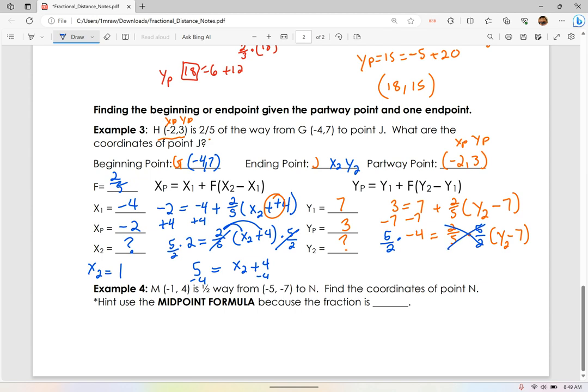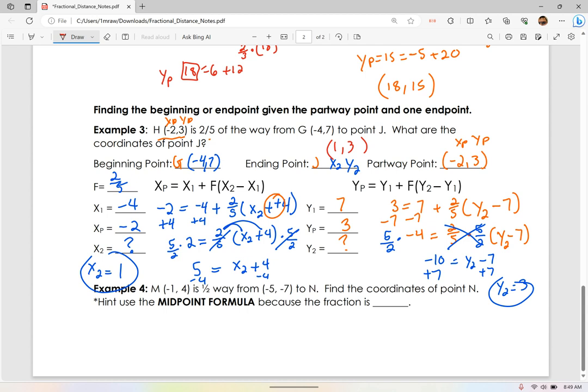Okay. 5 times negative 4 is negative 20. Negative 20 divided by 2 is negative 10. So we have negative 10 equals y2 minus 7. And then we add 7 to both sides, and y2 equals 3. Yay! So J is actually at the coordinates 1, comma 3. And those are our coordinates for J, 1, comma 3.